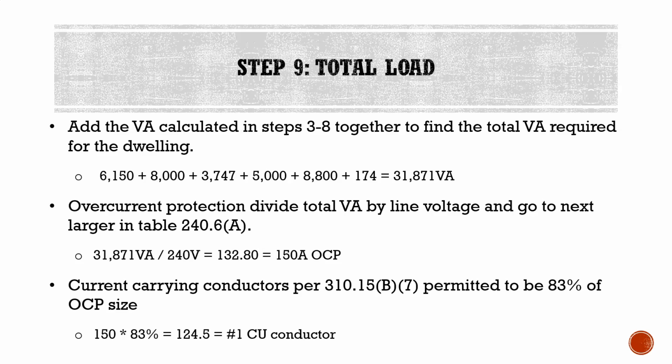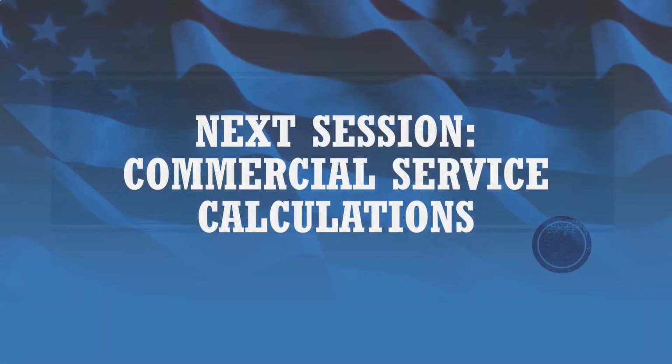And the smallest copper conductor that we can use that's equivalent to at least 124.5 amps is going to be a number 1 copper conductor. So in other words, we're going to have a 150 amp service that we're going to be supplying using number 1 copper conductors. And this is going to conclude our first lecture for Module 7. In our next session, we're going to be going over commercial service calculation.